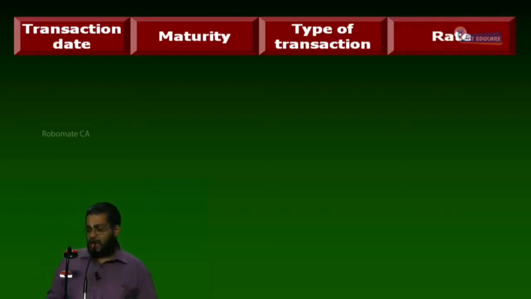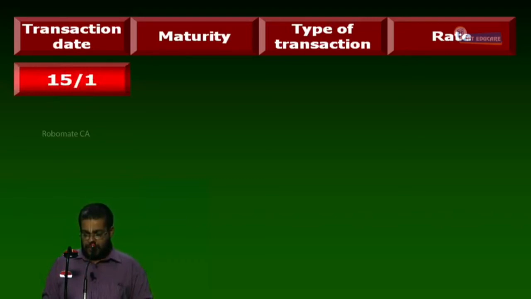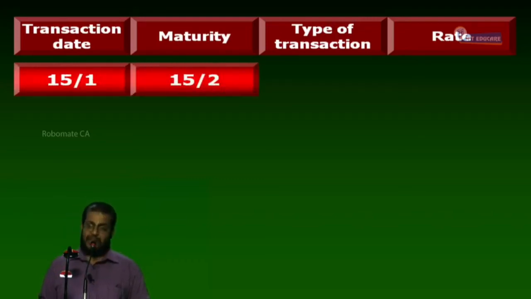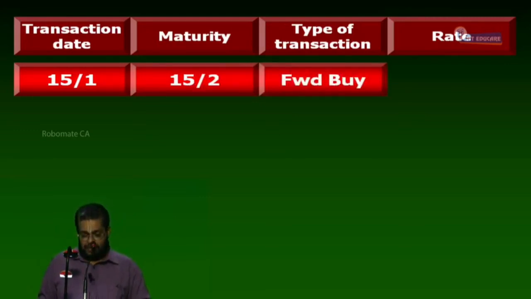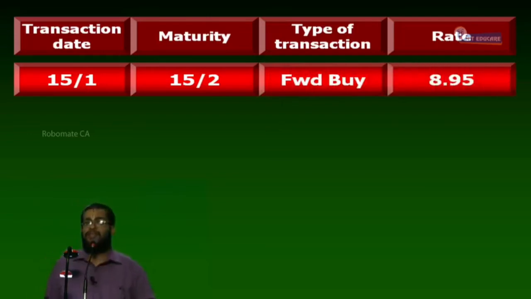Now, I went to the bank on which date? 15th January, for a forward contract expiring on 15 February. I went to the bank to purchase. I went for a forward buy. I bought at how many rupees per French franc? 8.95. Here no problem. They gave you the rate straight away. 8.95.